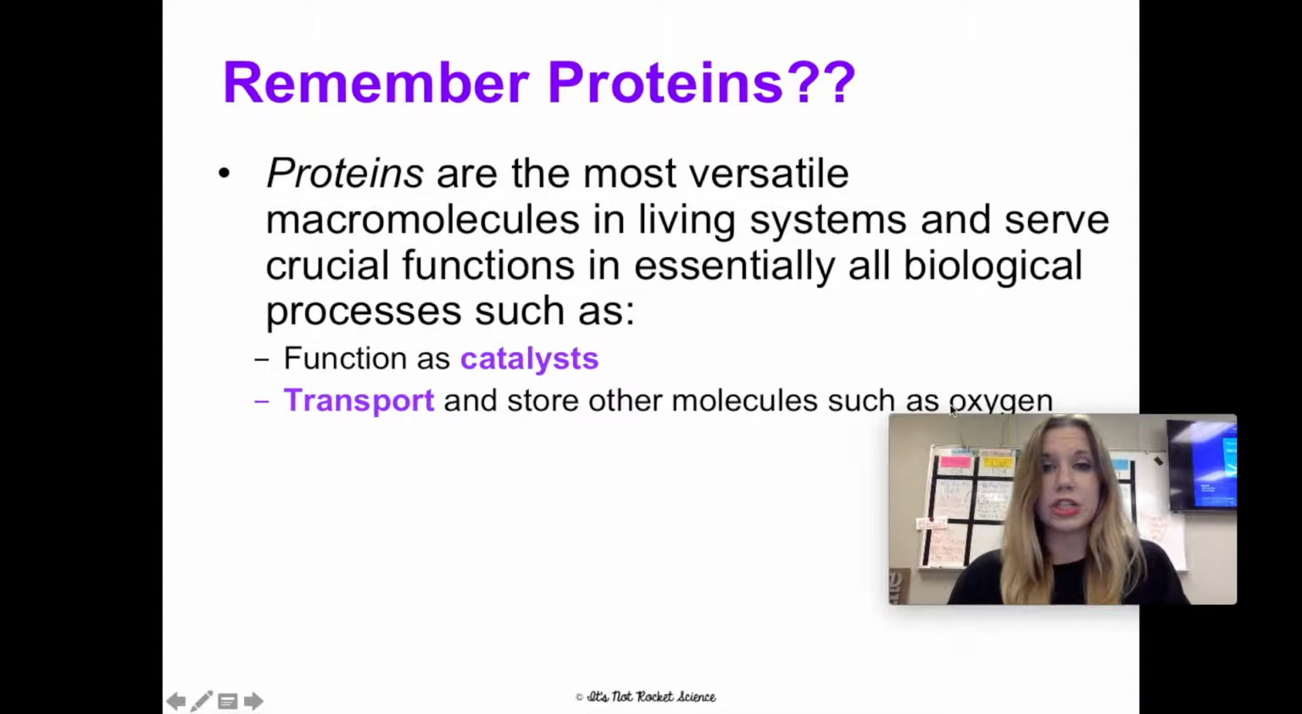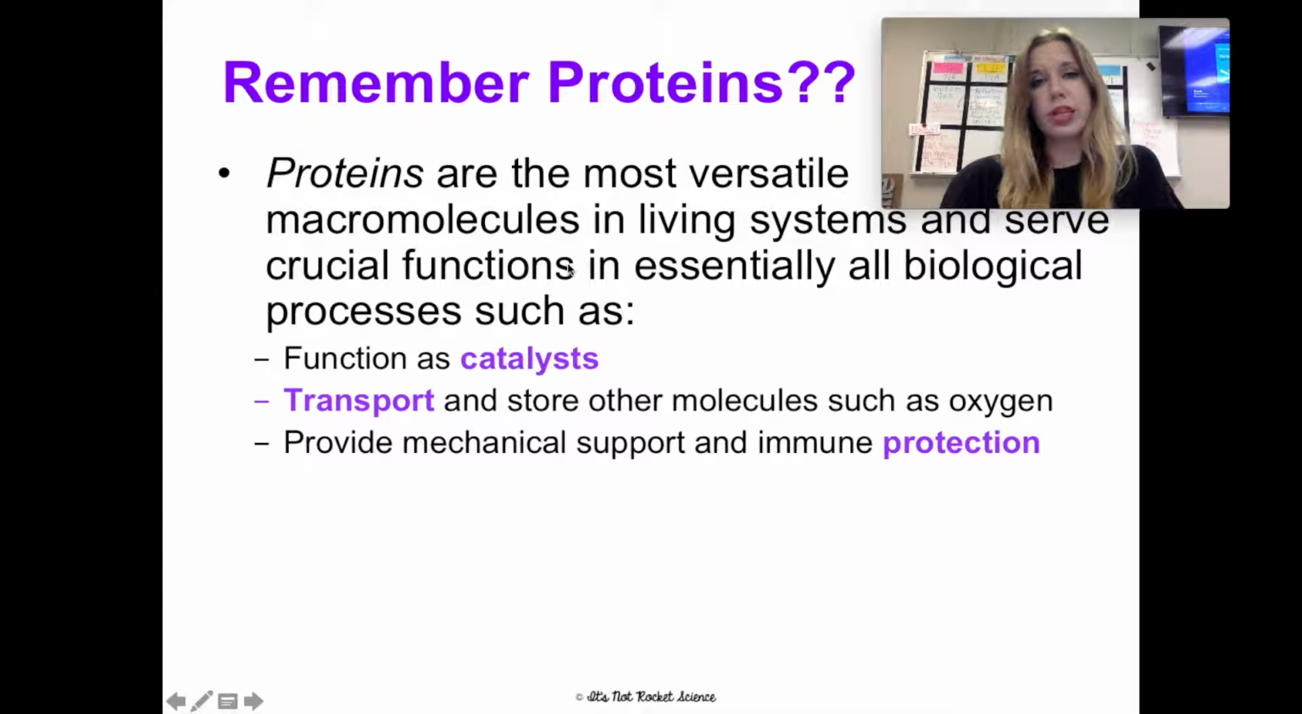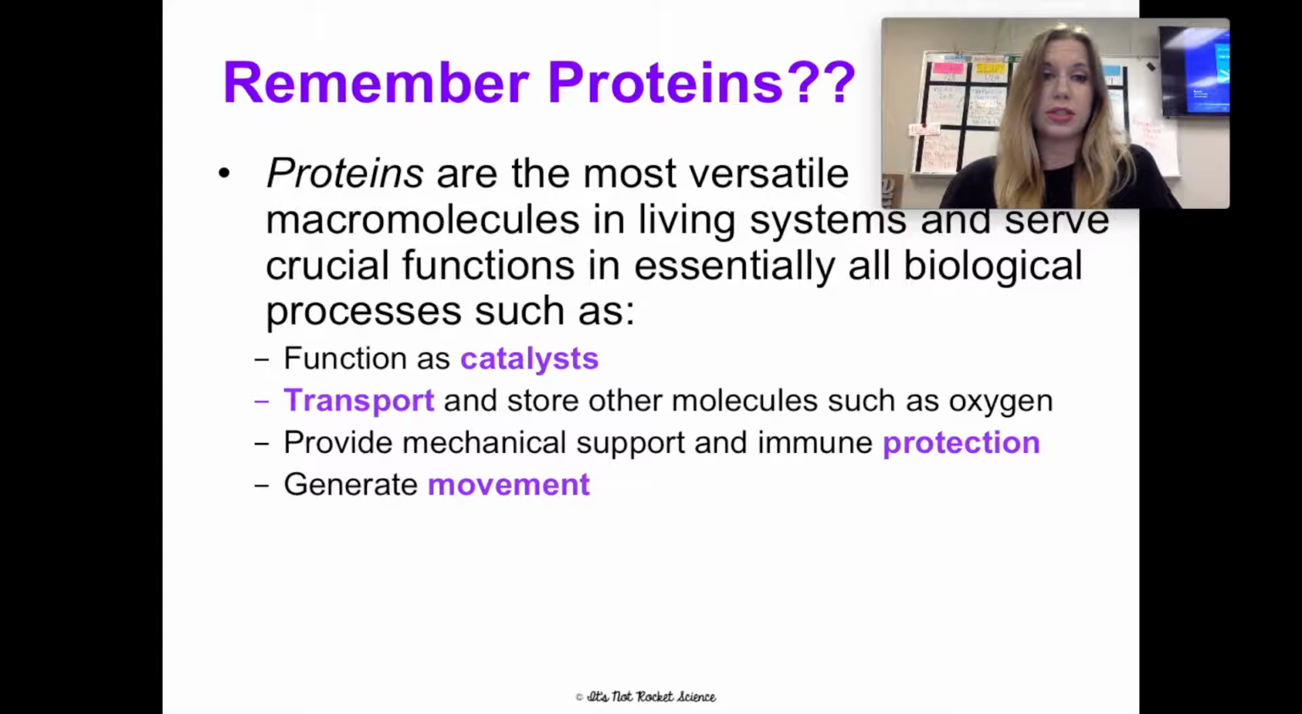They transport and store other molecules like oxygen and hormones. They provide mechanical support and protection for our immune system. They generate movement, so proteins help build our muscles. And they also help with transmitting nerve impulses.